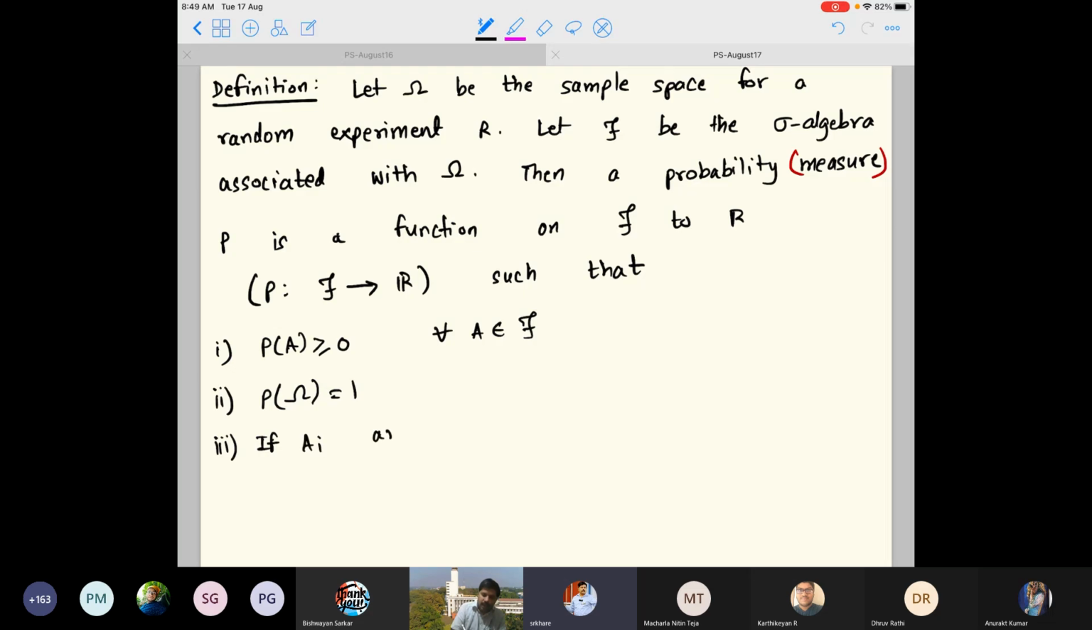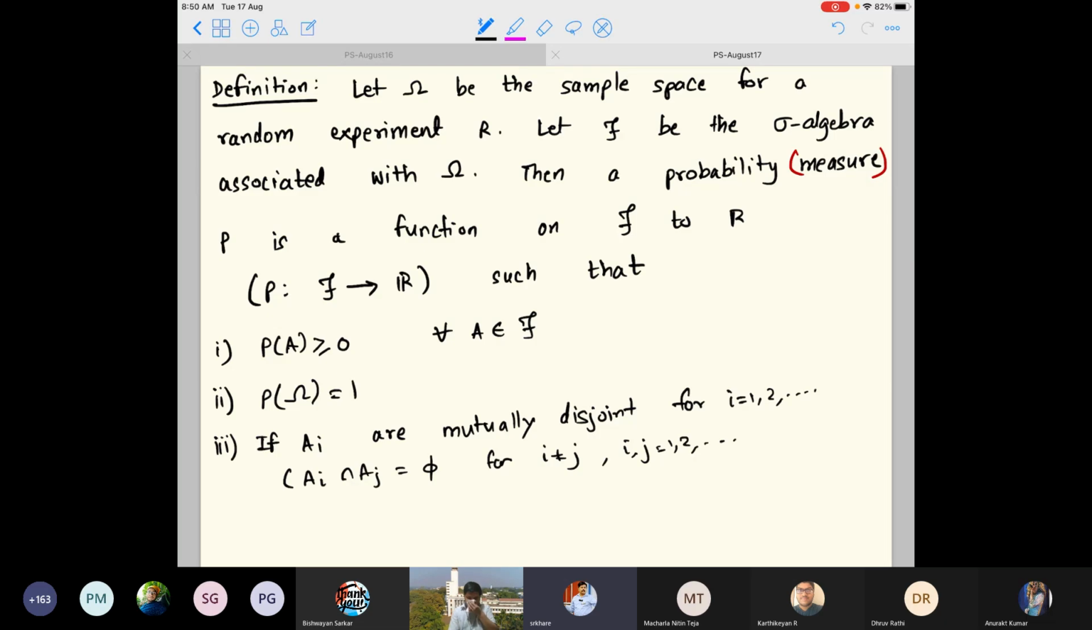So if A_i are mutually disjoint, what is mutually disjoint? For i equal to 1, 2, 3, so it's a countable collection. The meaning of mutually disjoint is A_i intersection A_j is equal to the empty set for i not equal to j, and i, j both go from 1 to infinity. Whenever you take two different sets in the collection A1, A2, their intersection is empty. Then the probability of union A_i, i from 1 to infinity, becomes the summation of the probabilities. These are the three axioms.